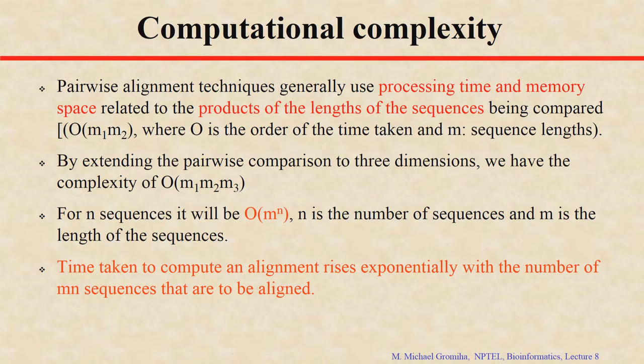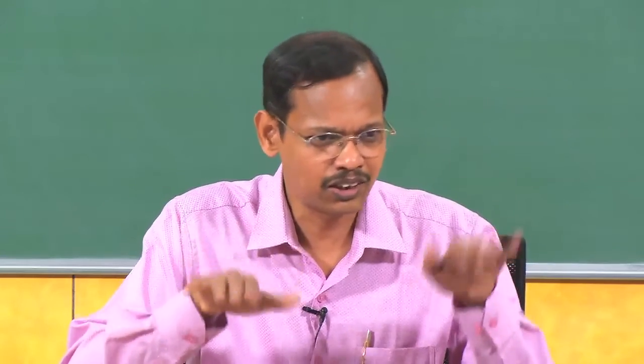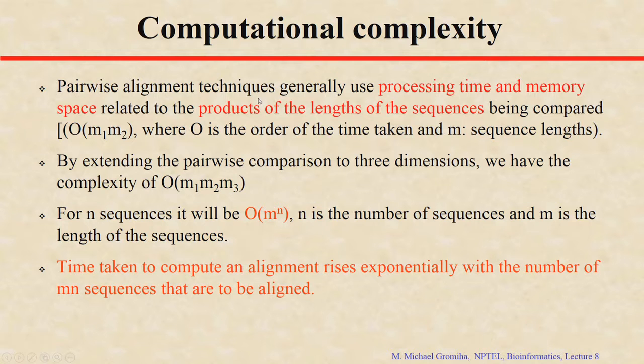So, what is the computational complexity? If you align two sequences, it takes some time, which depends upon the length of the sequences. For two sequences, it depends on this size. If you increase the number of sequences, the complexity will automatically increase, because the processing time and the memory space are related to the product of the lengths of the sequences.